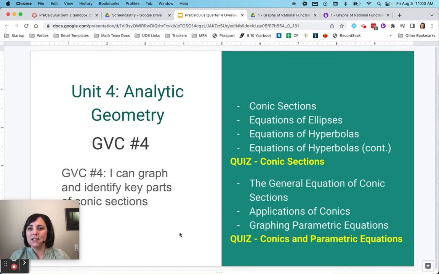And we'll talk about conic sections, how we got that name in just a second, but those are ellipses, hyperbolas, circles, and so forth. And so we're going to start with just conic sections in general, then ellipses, hyperbolas, take a quiz, and then we'll talk about the general equation of conic sections, applications, and then graphing parametric equations. So then we'll have a quiz on that.